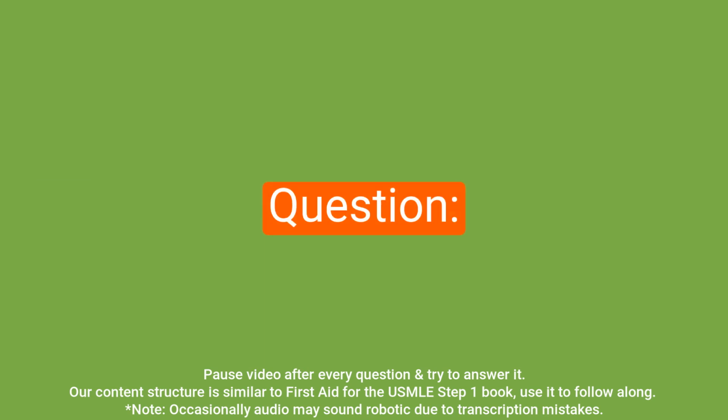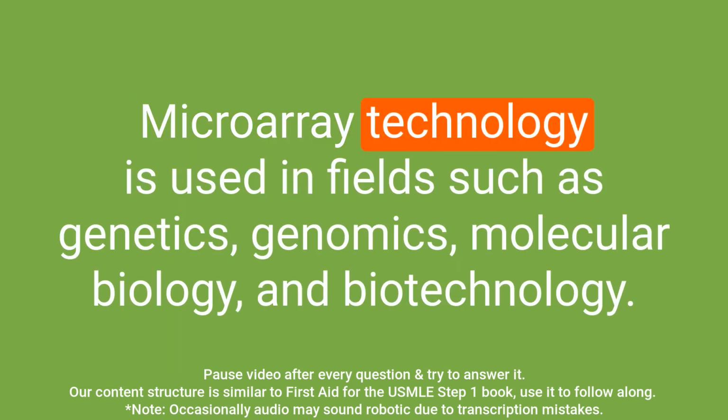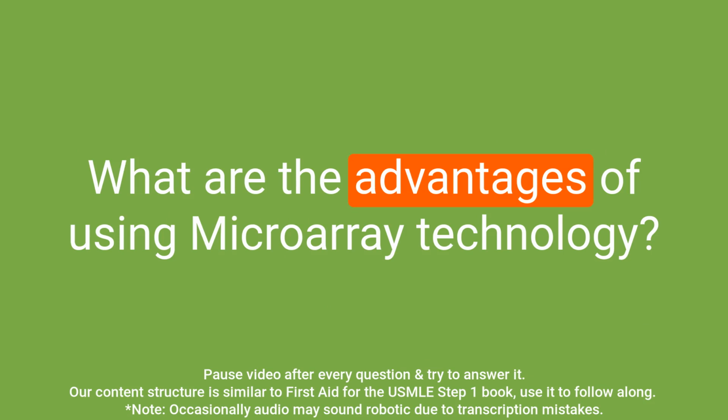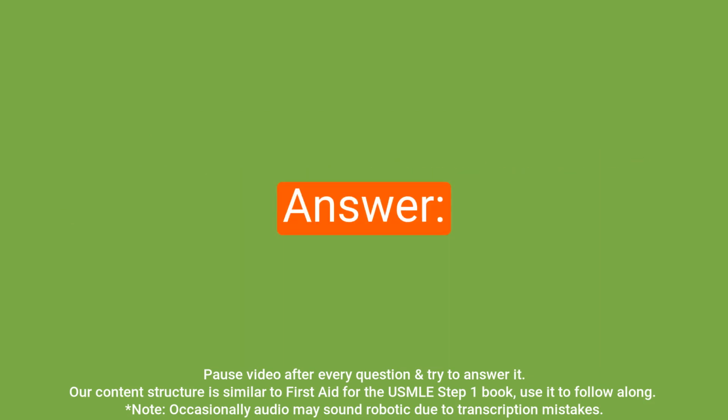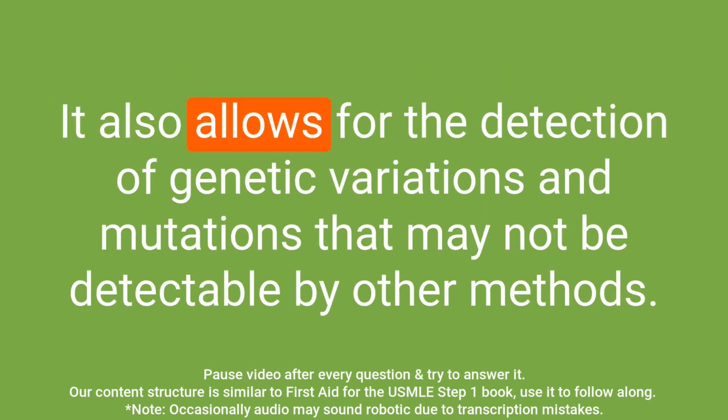Question: In what fields is microarray technology used? Answer: Microarray technology is used in fields such as genetics, genomics, molecular biology, and biotechnology. It is also commonly used in medical research and clinical genetic testing. Question: What are the advantages of using microarray technology? Answer: The advantages of using microarray technology include high throughput, cost effectiveness, and the ability to analyze multiple samples simultaneously. It also allows for the detection of genetic variations and mutations that may not be detectable by other methods.